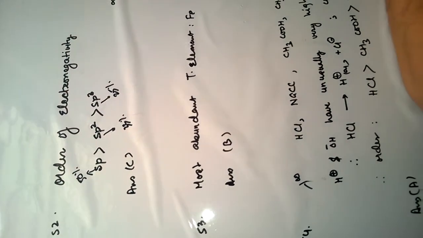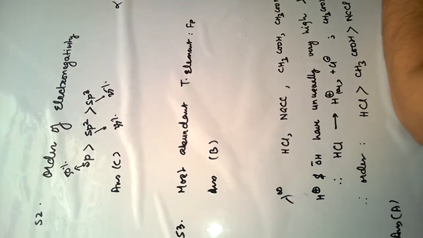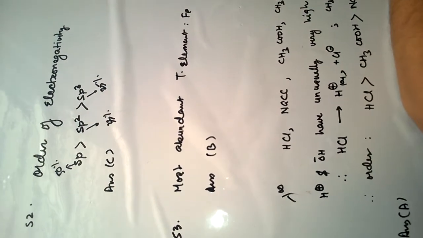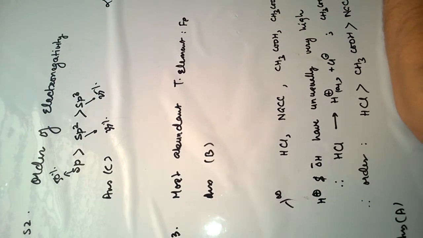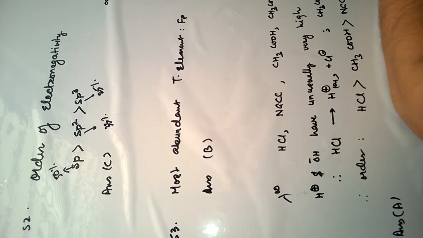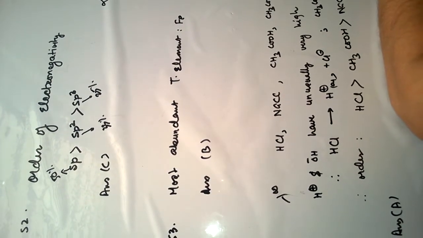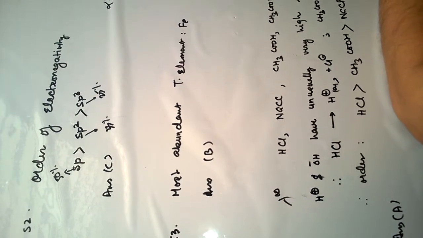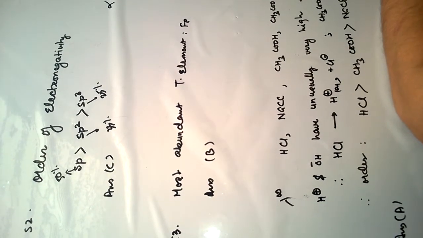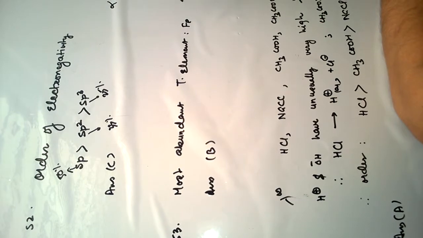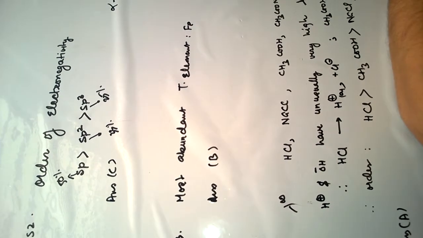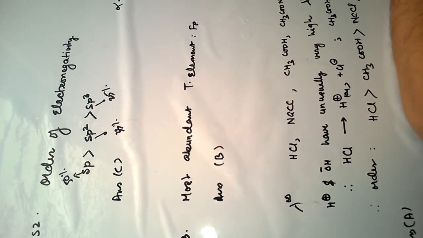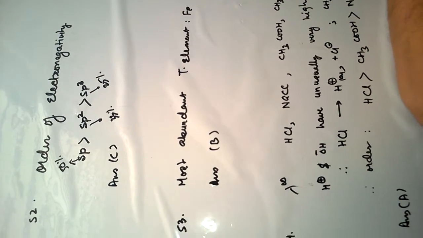53 is a factual question. It is asking which of the transition elements is most abundant in the human body. Now calcium, not being a transition element, is the most abundant metal in the human body. If you talk about transition elements, then obviously it is iron. Iron is the most abundant transition element in the human body.